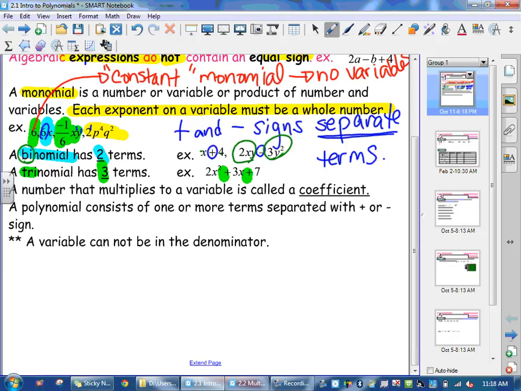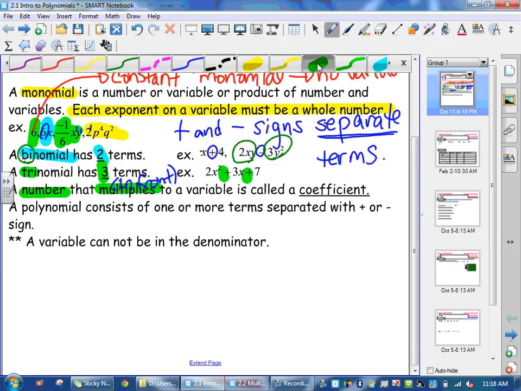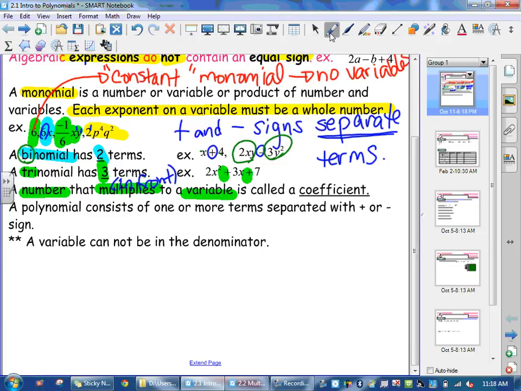Now, it says a digit, a number, that multiplies a variable. Multiplies means it's sitting in front of our variable. And that's called the other C word we talked about, the coefficient. Co means in front.